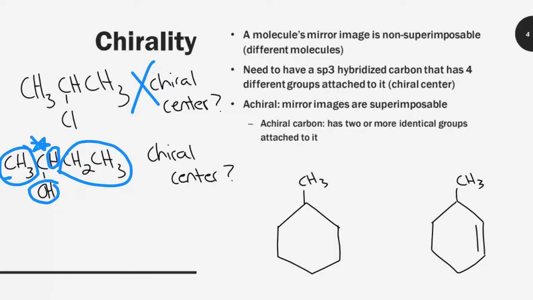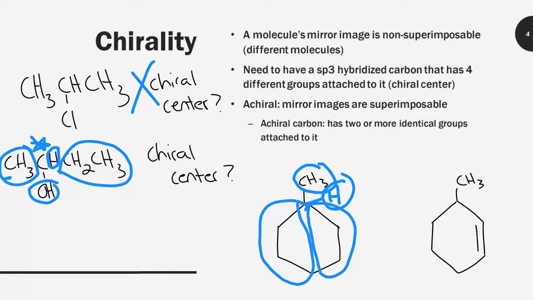So in terms of rings, this carbon here has a methyl group on it. It has a hydrogen also attached to it, not shown. And then it's connected to this whole half of the ring and this whole half of the ring. Because this ring is symmetrical and both of those halves are identical, this is not going to be chiral, because those halves of the ring are the same.